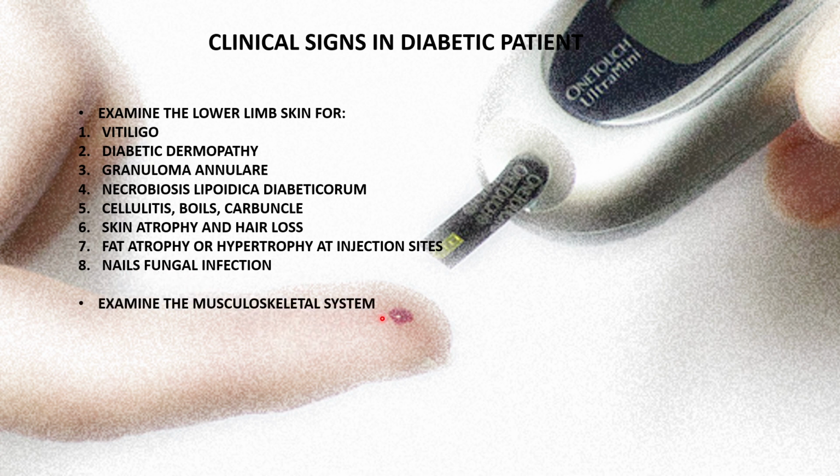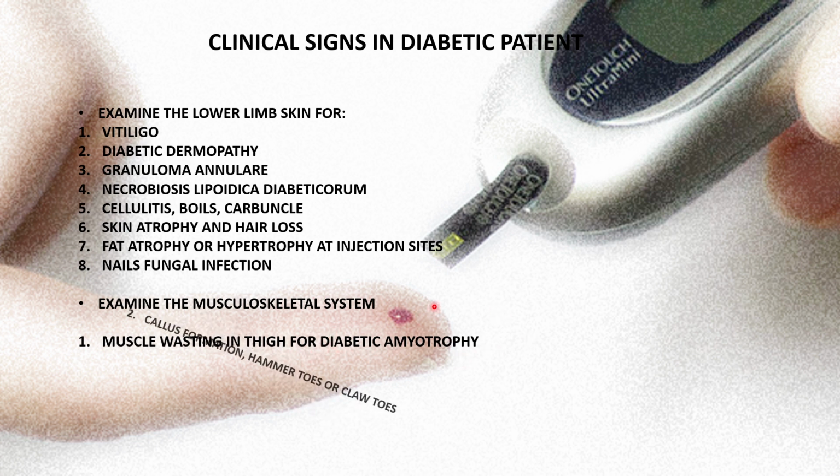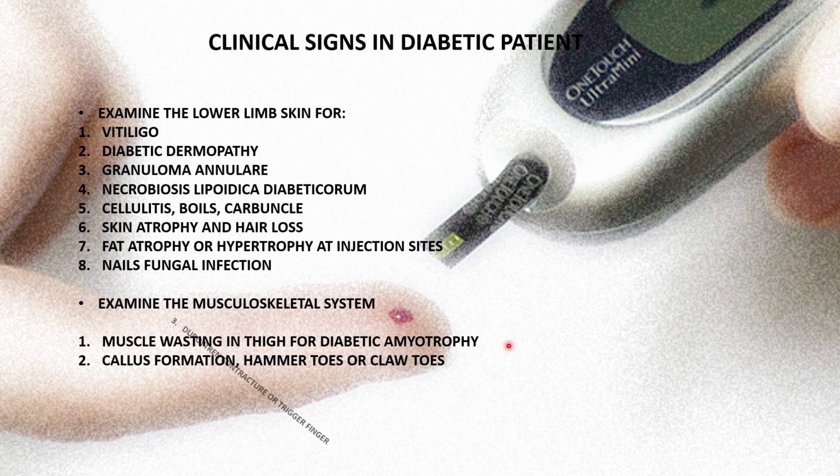Examine now the musculoskeletal system. So we are done with the skin stuff. Now musculoskeletal. In the musculoskeletal system, there is muscle wasting in the thigh, which is called diabetic amyotrophy. Look for callus formation, hammer toe or claw toe. Hammer toe and claw toe are because of atrophy of the intrinsic muscles of the foot, which occur in diabetics.